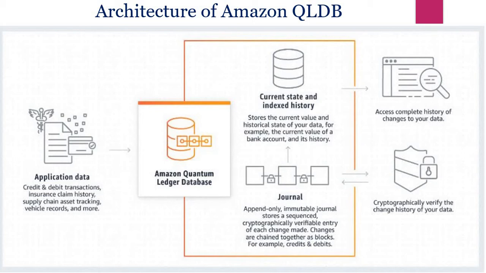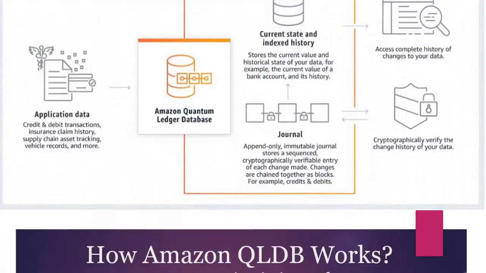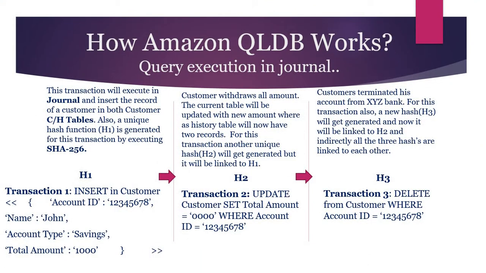We can go back from the future and verify that the data is correct, since we have the cryptographic functionality with us. And we can access the entire history of our data records whenever needed. So this is the architecture. Now we talk about how it actually works. Here I have written some queries where a customer comes to a bank. He did some transactions, and let's see how it looks on the table.